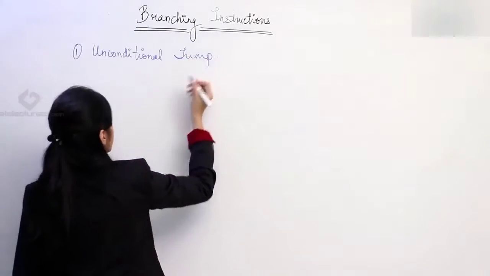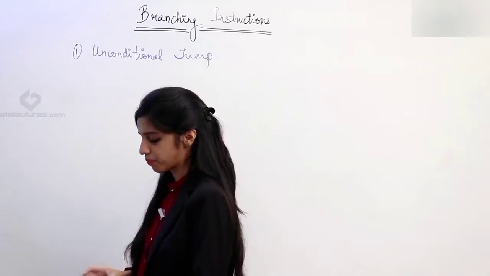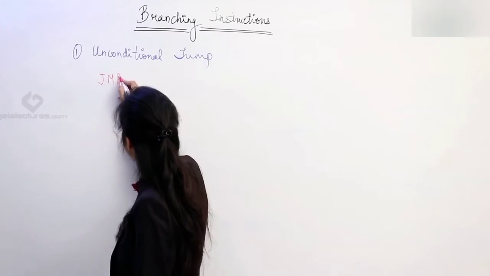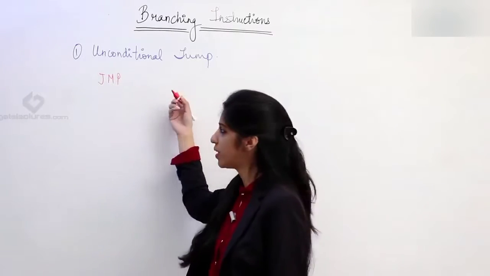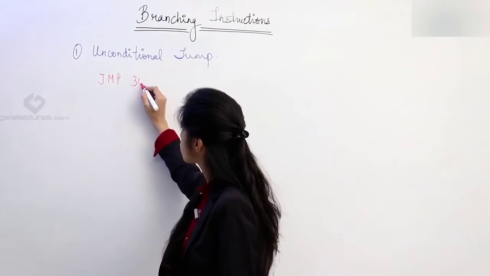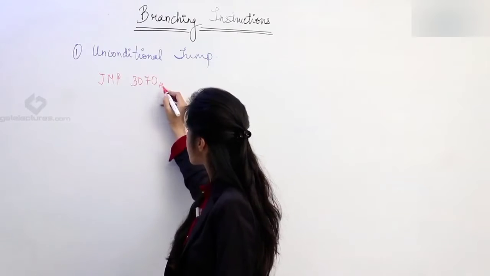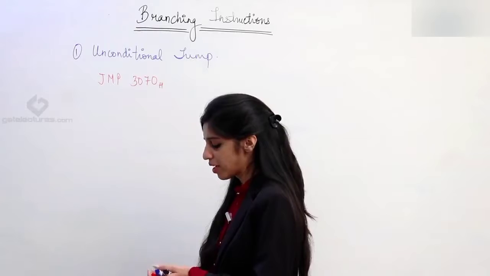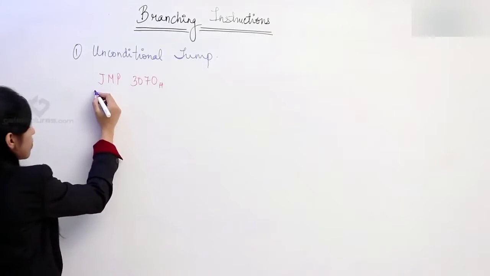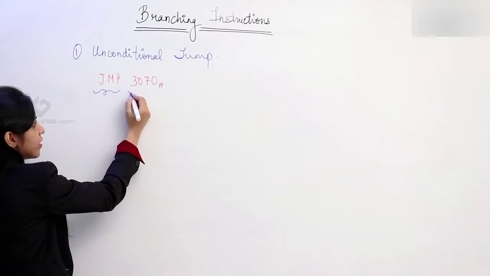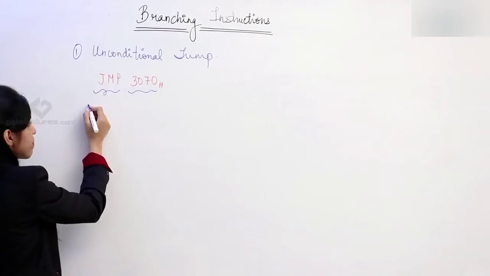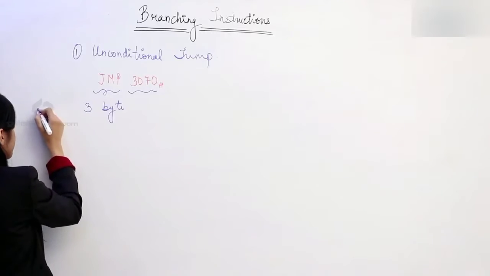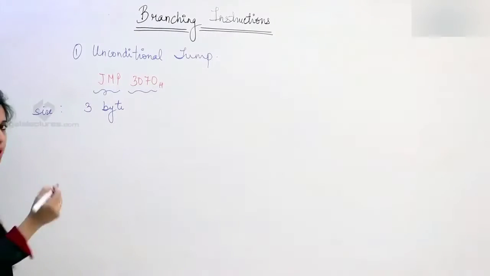Unconditional jump. The instruction that we use is JMP, and we give a 16-bit address. Whatever address you want to jump to, you give the address, JMP 3070, suppose. So this is the instruction. It is a 3-byte long instruction. 1 byte stores the opcode, then 2 bytes are required for storing the address. So the size of the instruction is 3 bytes.